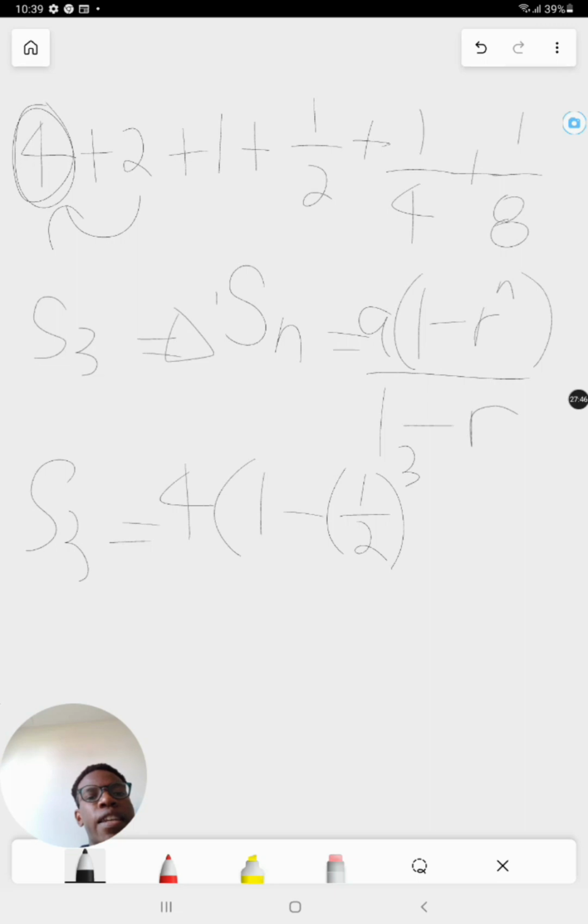In this case, n is 3. Don't let fractions scare you. Fractions are simply numbers as well. They're just normal numbers, they just have decimals in them. Then you can punch this in your calculator and you will get your answer.